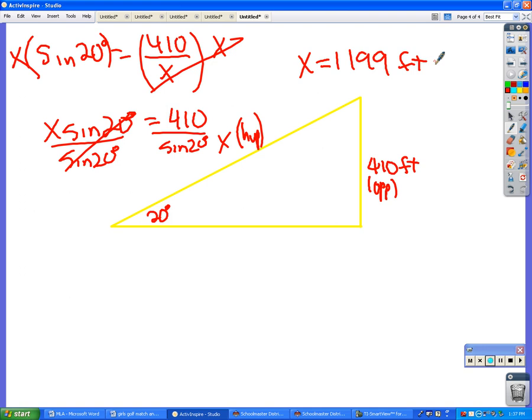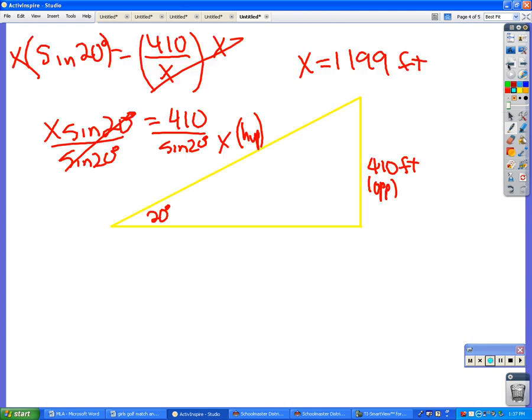Okay. Why don't you practice a little bit of this then on your own? Now that you know that this side is 1,199 feet, give me two different ways you could find this side.